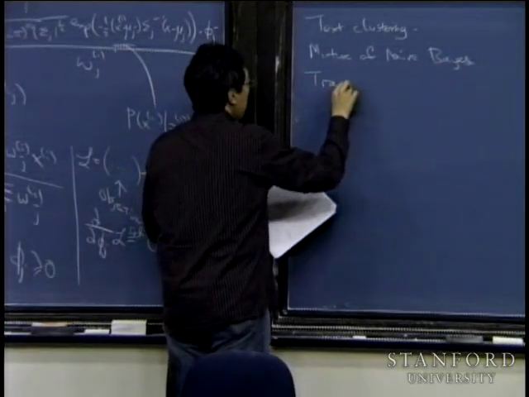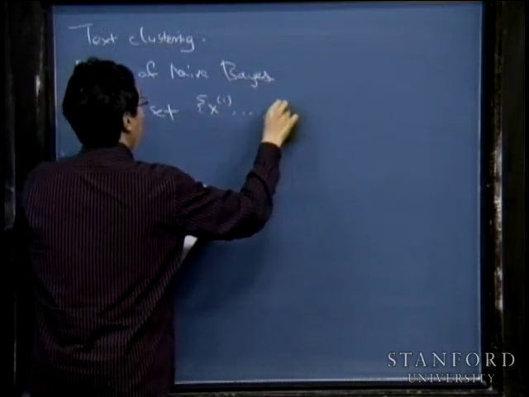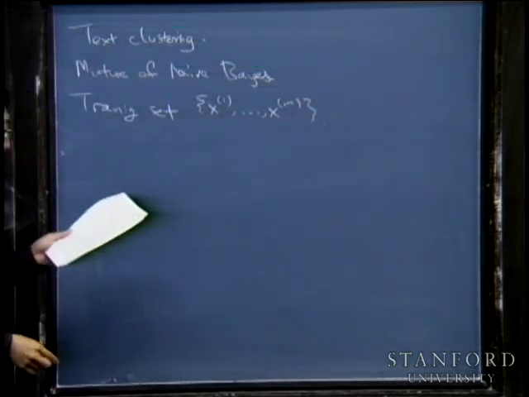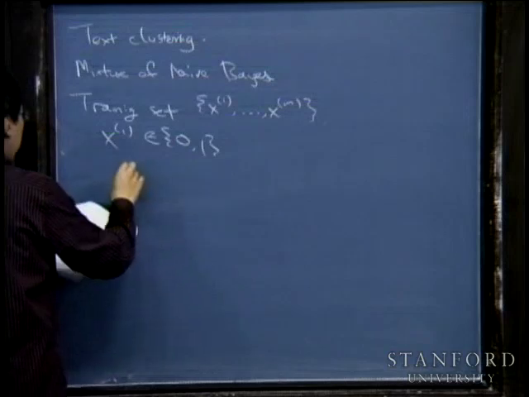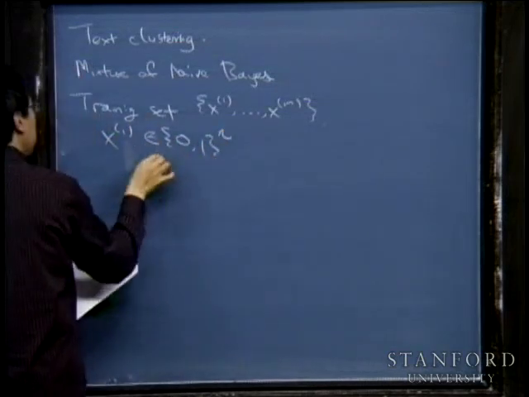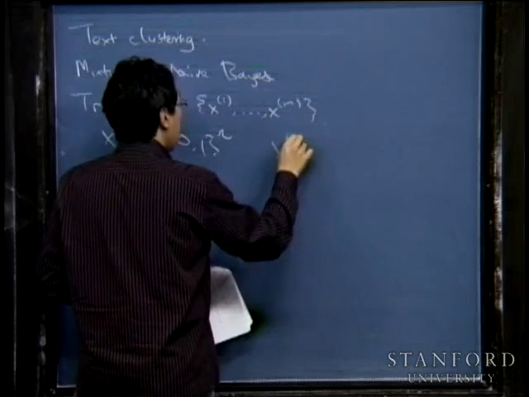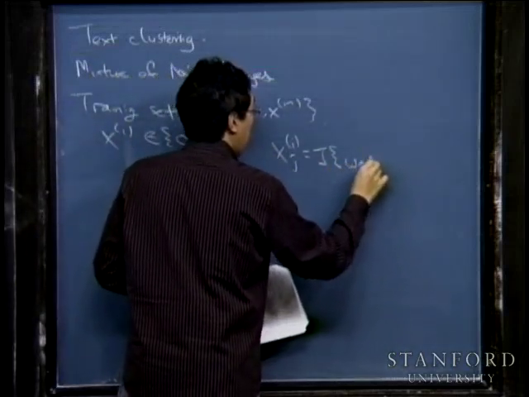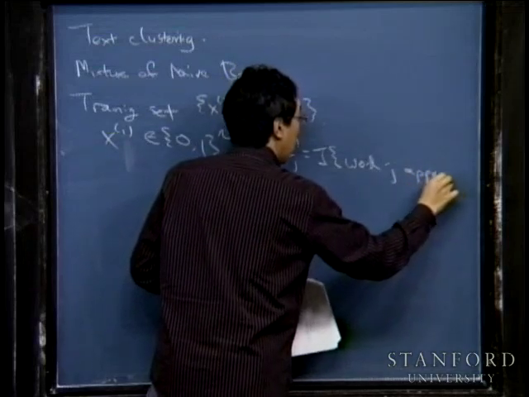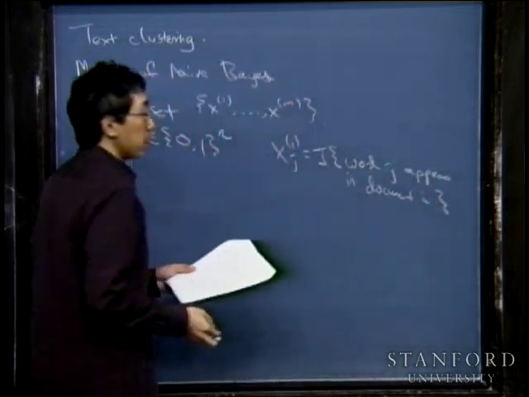But in this setting, we're given a training set, say, x^1 through x^m. So we're given, say, m text documents, where each x^i is in {0,1}^n. So each of our training examples is an n-dimensional bit vector, right? This was the representation where x^i_j indicates whether word j appears in document i.